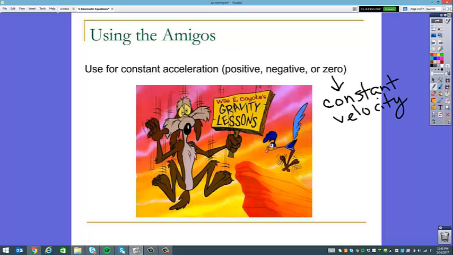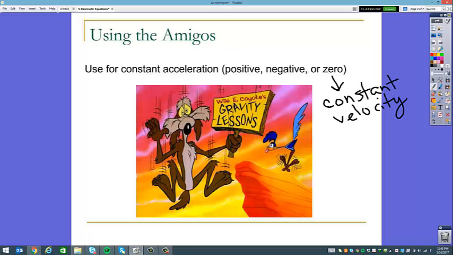If you're moving with a positive or negative acceleration, that means your velocity is changing. And then remember from the last lecture, we talked about if your velocity and your acceleration have the same sign, you're speeding up. If your velocity and your acceleration have different signs, you're slowing down.